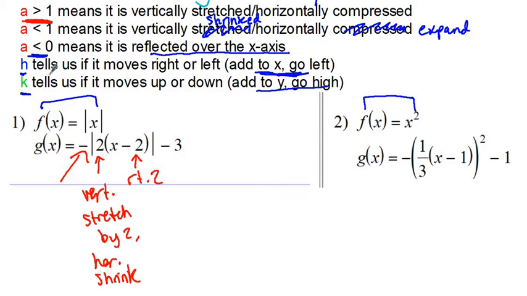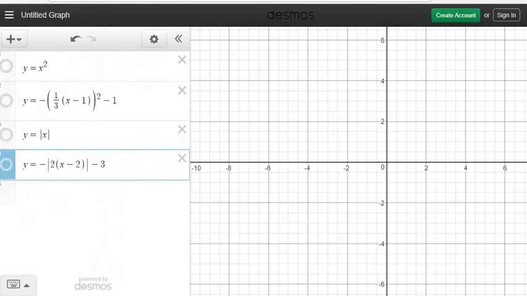This negative, this a number, means it's going to be reflected over the x-axis. REFL stands for reflect. And then finally this -3 is going to move it downwards 3. Okay, so that's what the absolute value does, so let's check that on a graph.